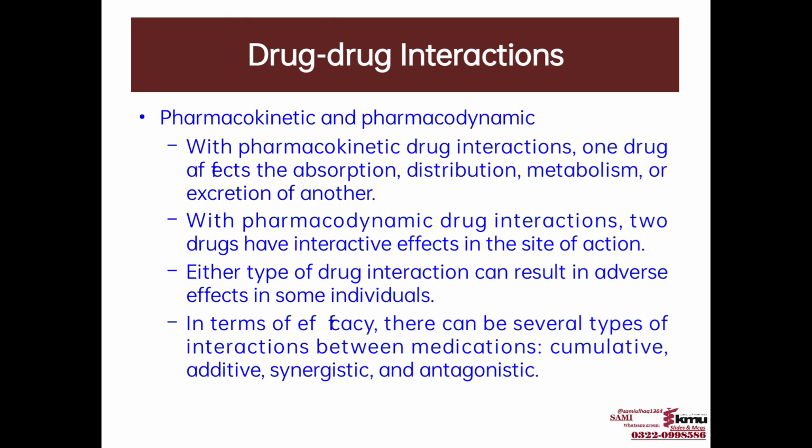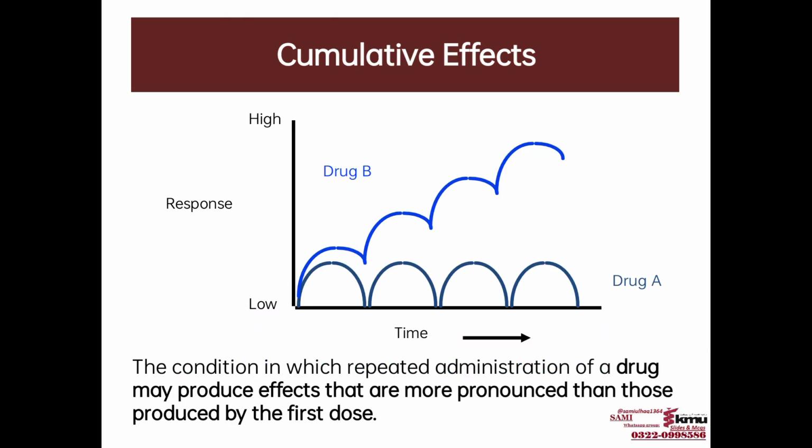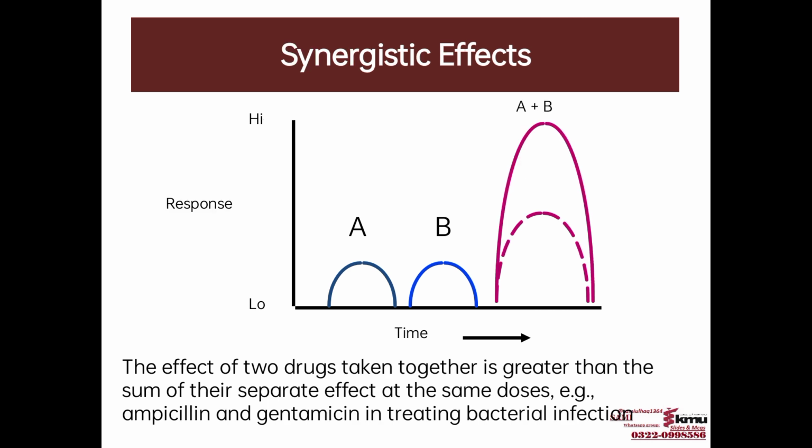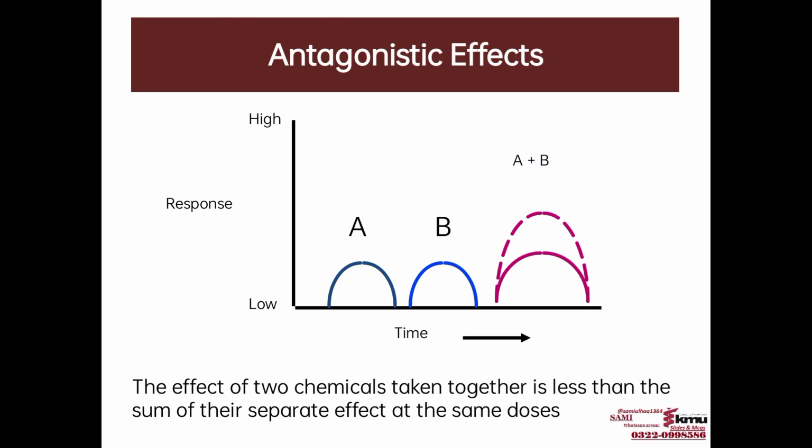In terms of efficacy, there can be several types of interactions between medications: cumulative, additive, synergistic and antagonism. Cumulative effect: repeated administration of a drug may produce effects that are more pronounced than those produced by the first dose. Additive: the effect of two chemicals is equal to the sum of the effects of the two chemicals taken separately, e.g., aspirin or Motrin. Synergistic means the effect of the two drugs taken together is greater than the sum of their separate effects at the same doses, e.g., ampicillin and gentamicin in treating bacterial infection.